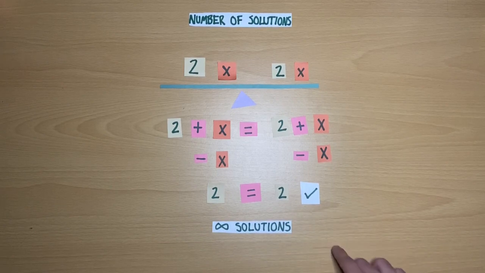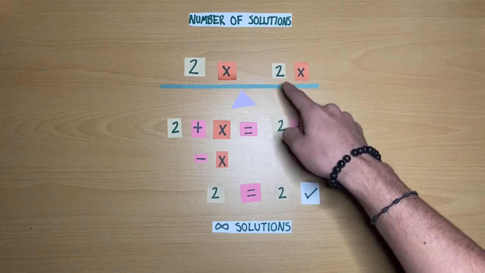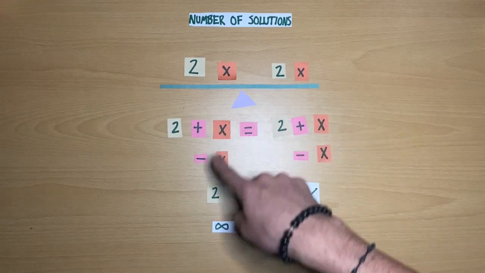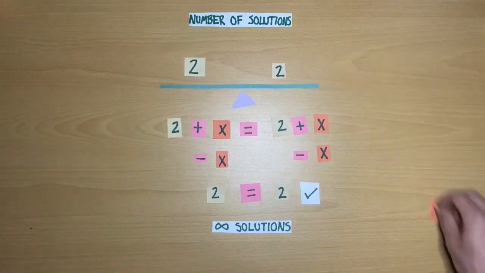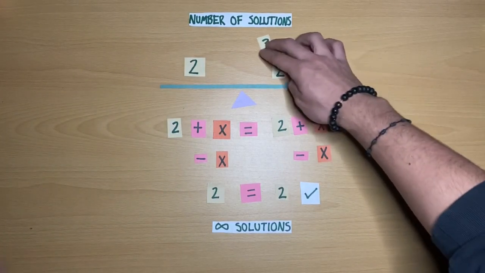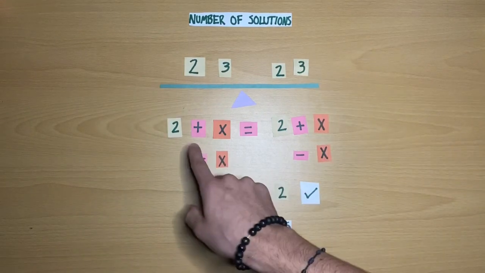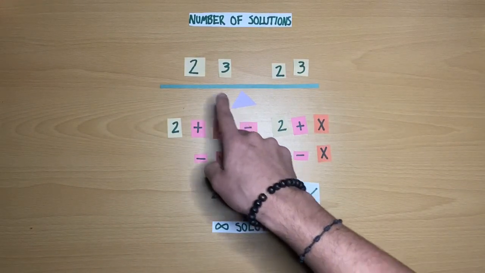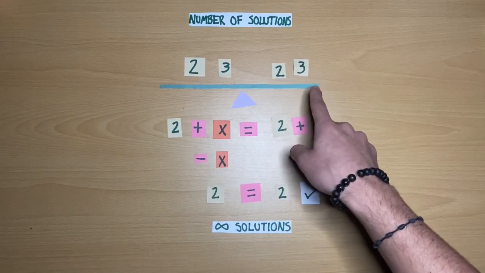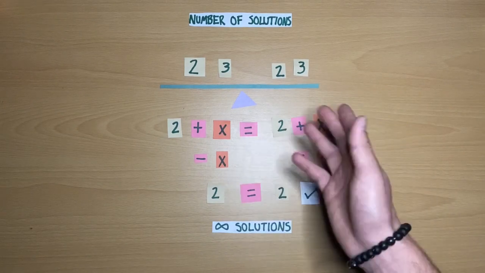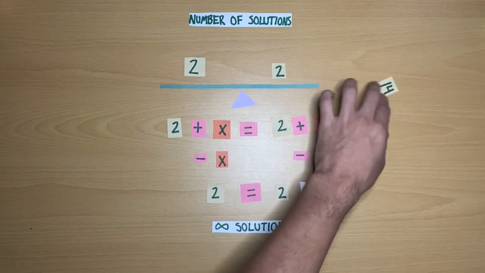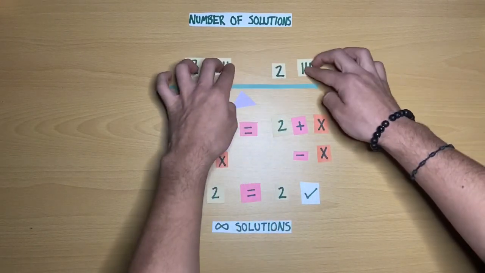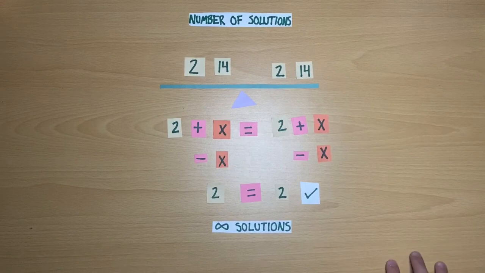Now, this means that whatever I plug in for x will keep this equation balanced. So for example, if instead of x we had, let's say 3, then this would be 2 plus 3, which is 5. And on the other side would be 2 plus 3, which is 5, and 5 does equal 5. If I plugged in 14, same thing. I would get 2 plus 14 and 2 plus 14, which is the same on both sides.